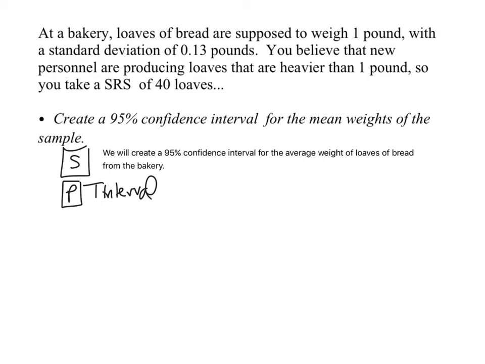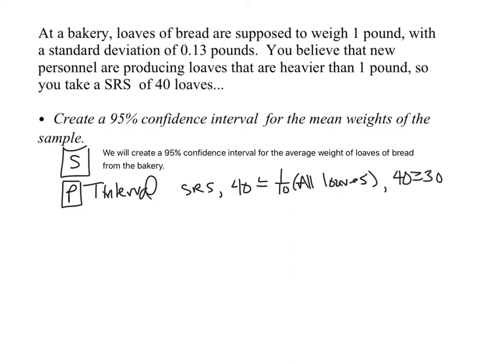Okay, so if you'll recall, we got to make sure that it was a simple random sample. It says it was. We have 40, I'm going to hope, is less than or equal to 1/10 of all loaves produced. And in this case, our last condition, 40 is greater than 30, so we can move on.